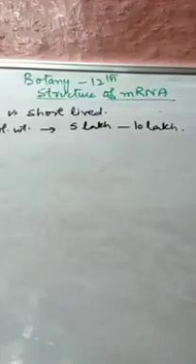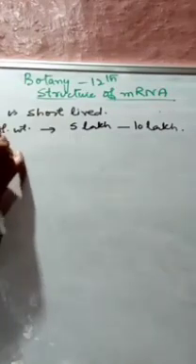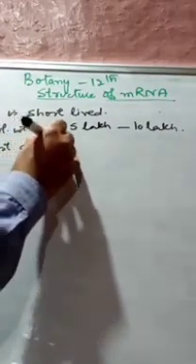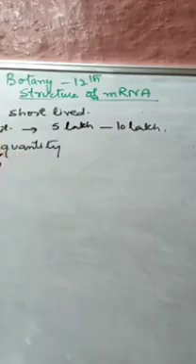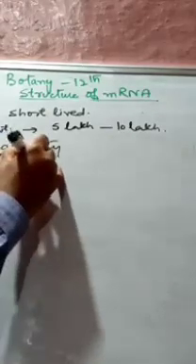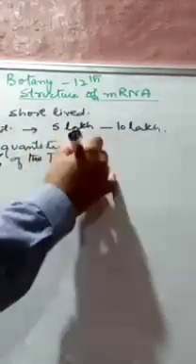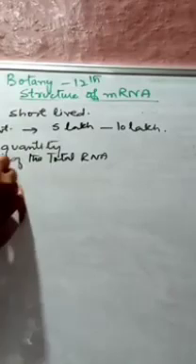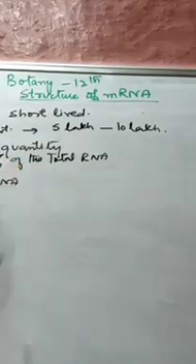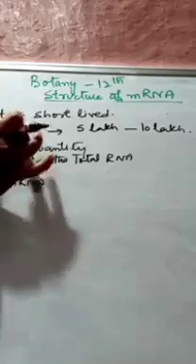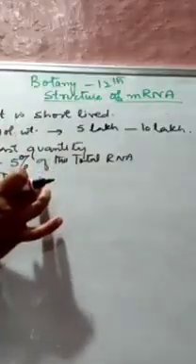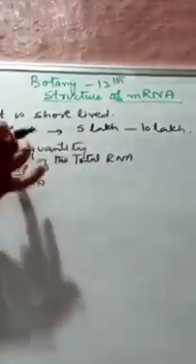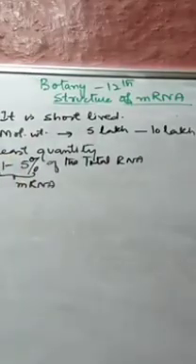Third, if we look at its characteristic features, it is found in the least quantity, about 1 to 5% of the total RNA, that is mRNA. So we can say it is short-lived, its molecular weight is 5 lakh to 10 lakh, and in total RNA, mRNA is the least quantity, about 1 to 5%.